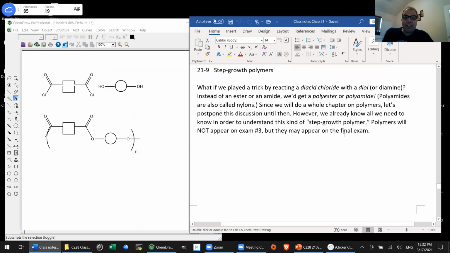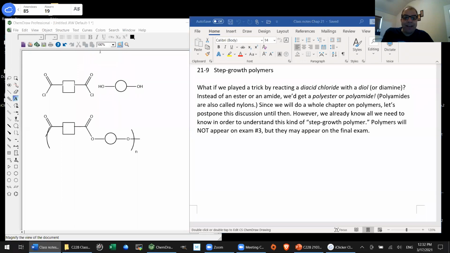Another thing we'll see in a later chapter, there's a section on step growth polymers, also called condensation polymers. And again, we're going to do a whole chapter on polymers. That's going to be the very last day of class. That's chapter 31. And again, all of you who are majoring in engineering or material science or something like that, you've been very patient all term. That last day is all yours. So you can enjoy that.